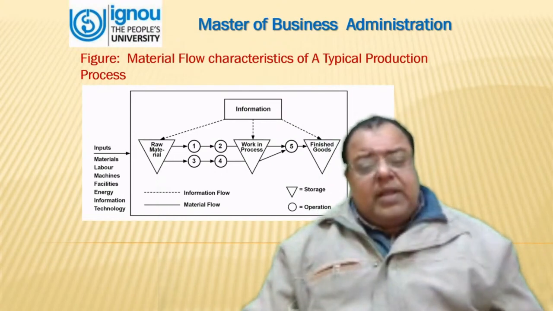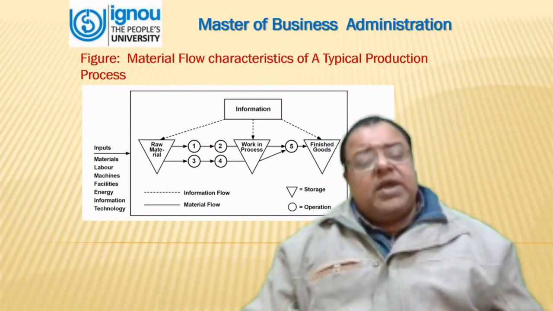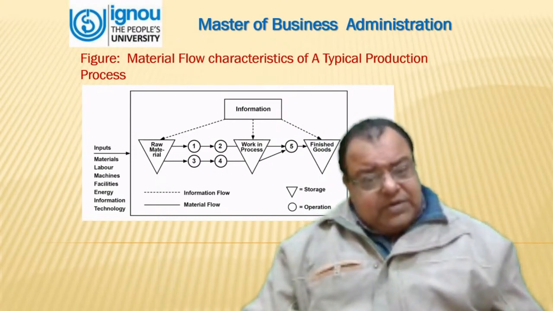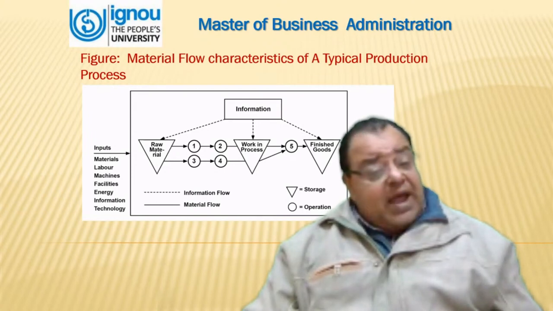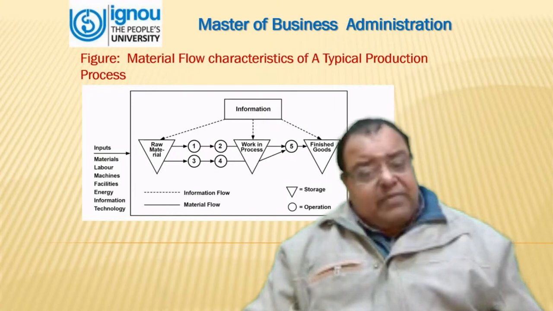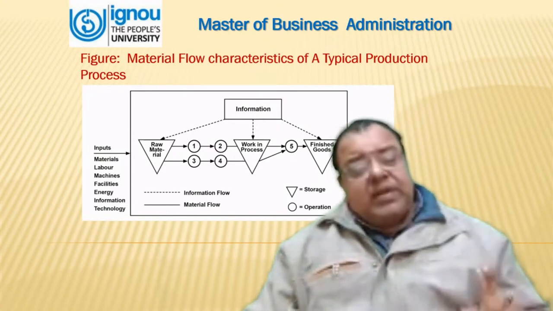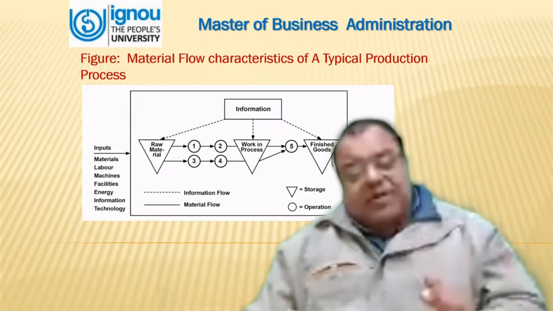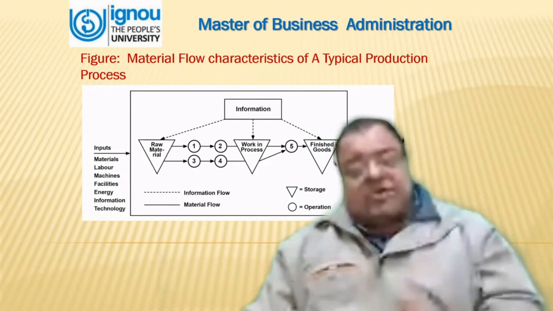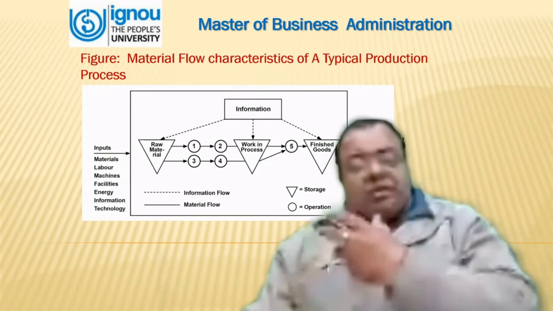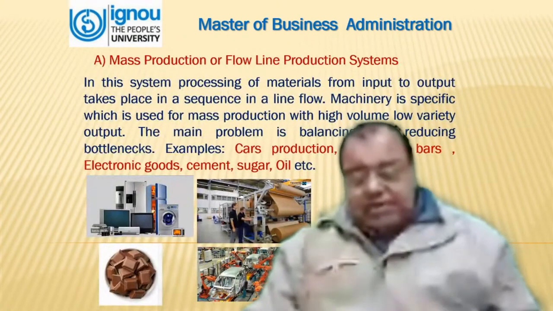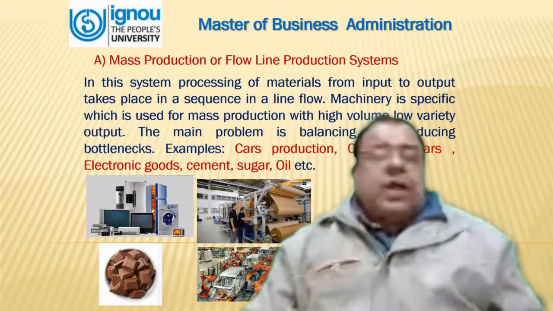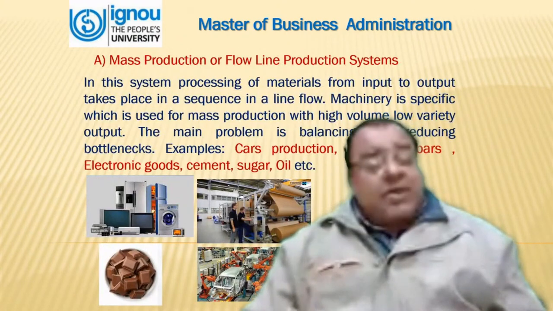or product. The dotted line shows how the information moves, and the dark lines with arrows depict the material flow. And these inverted triangles basically are storage, because raw material has to be stored, work in process is on the shop floor, and finished goods are normally in the warehouses. Now we will start with mass production or flow line production system.